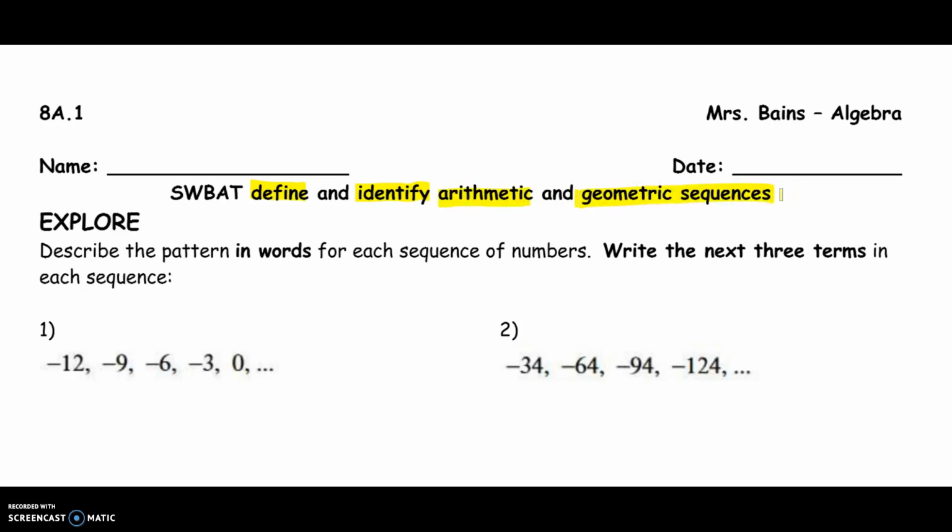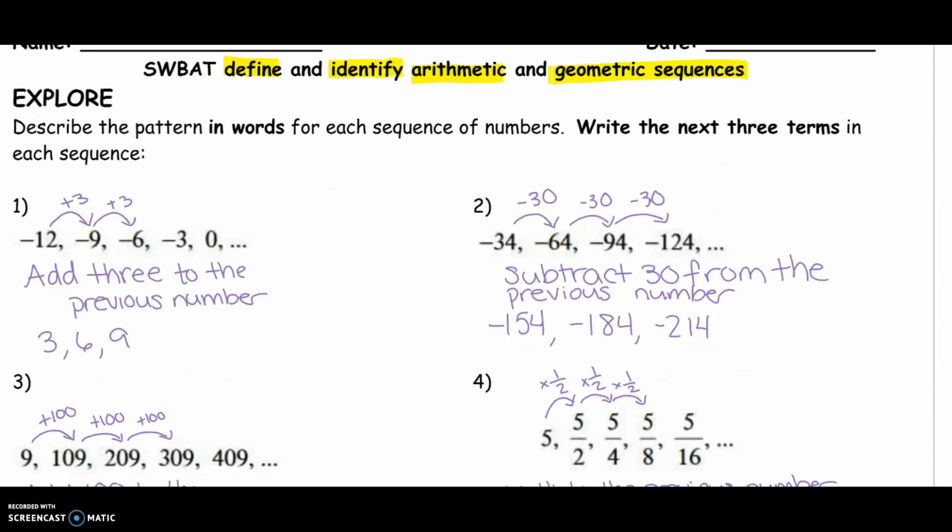First thing I want you to do is try this Explore. It asks you to describe the pattern in words for each sequence of numbers and write the next 3 terms in each sequence. I want you to pause the video and try numbers 1 through 8, and then we'll go over them after. Okay, so at this point, you should have completed numbers 1 through 8. So let's take a look at these.